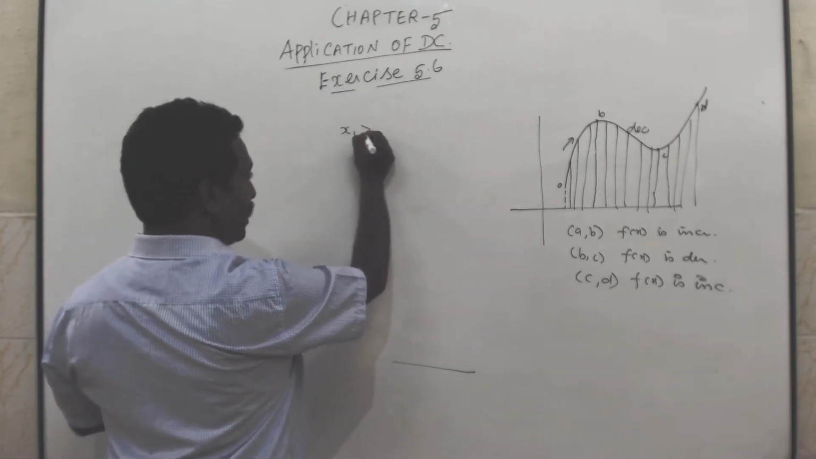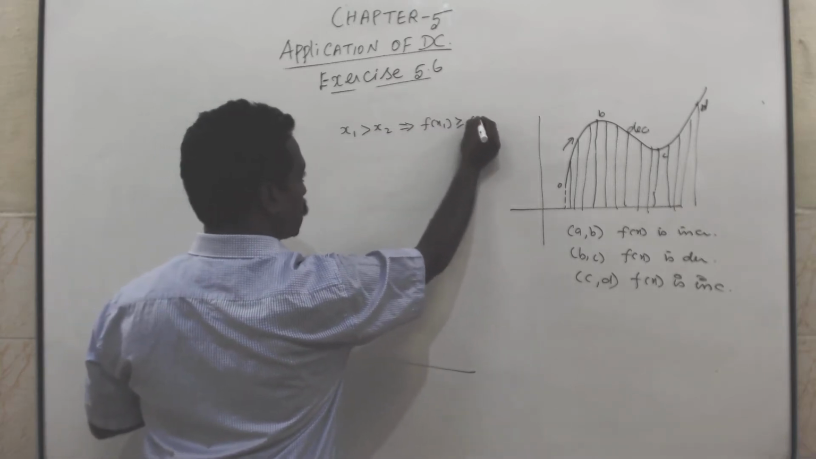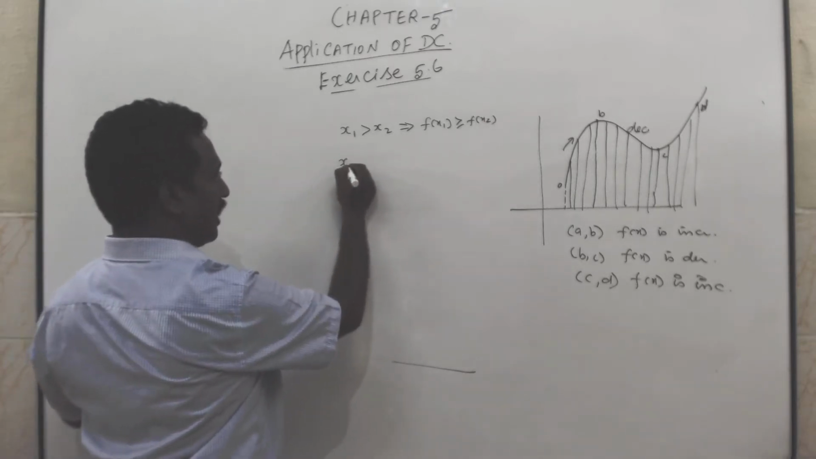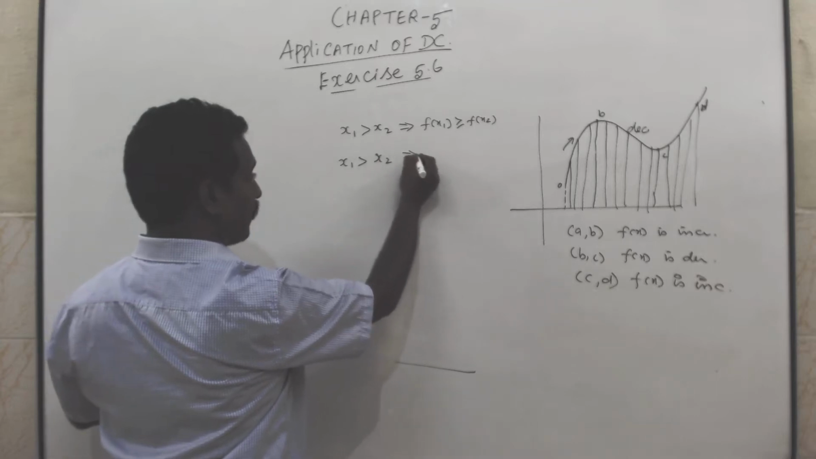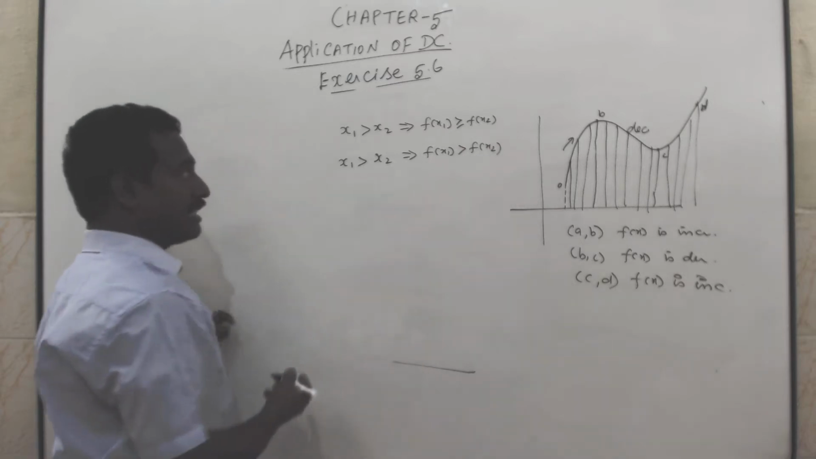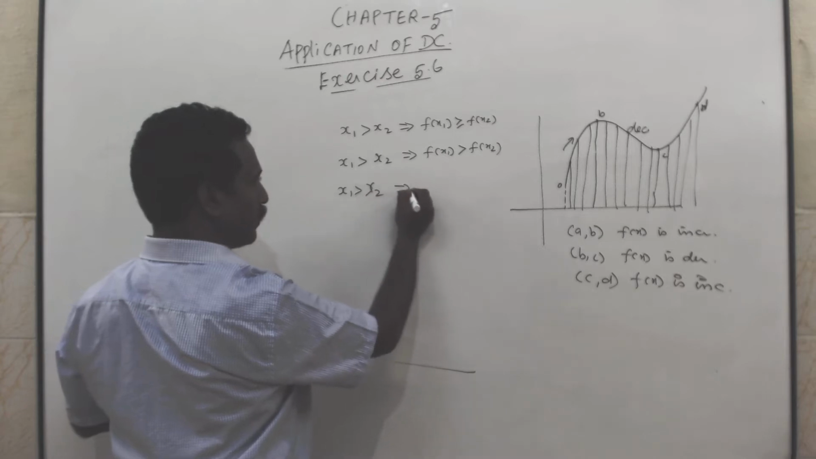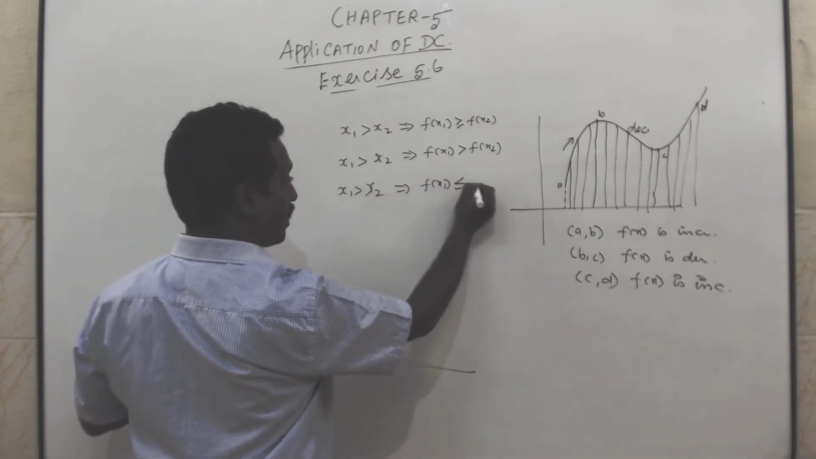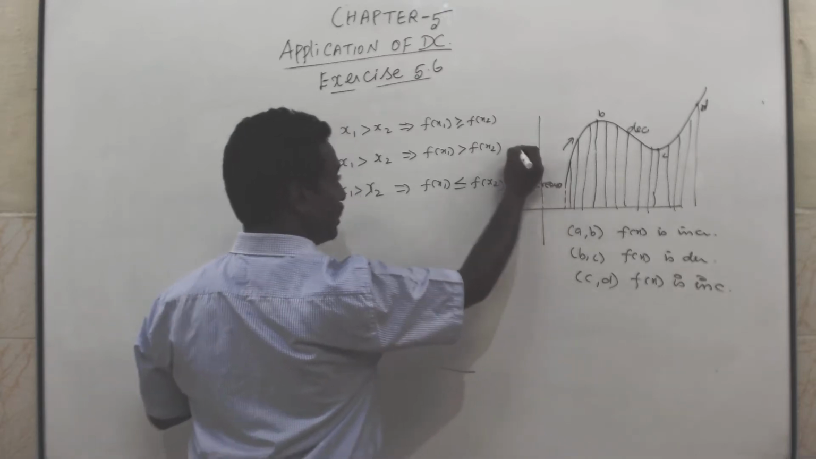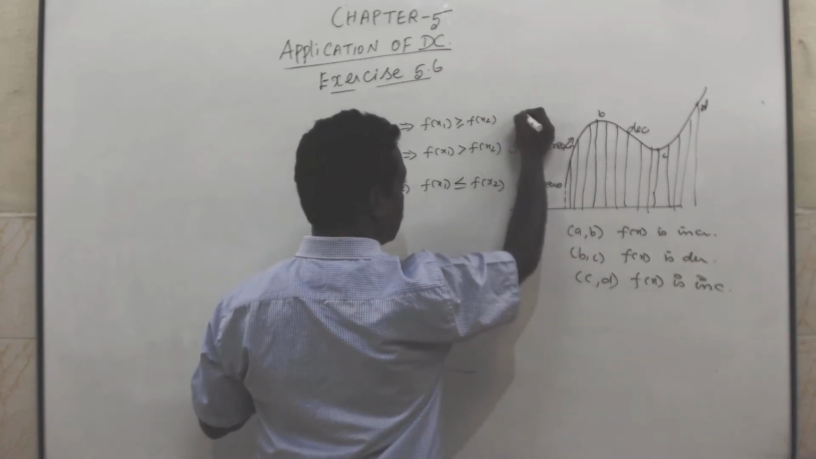Then x1 greater than x2, which implies f of x1 greater than or equal to f of x2. It is an increasing function. x1 greater than x2, f of x1 greater than f of x2, it is strictly increasing. x1 greater than x2, which implies f of x1 less than or equal to f of x2, is decreasing. This is a decreasing function.